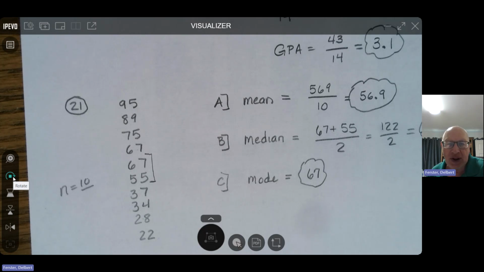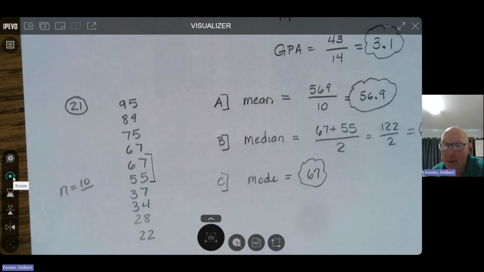You see them bracketed with the 67 and the 55. To calculate mean, you're simply going to add all of those scores. That's how the 569 showed up. And you're going to divide the sum of the scores by the number of data points, which is 10. So the mean comes up 56.9.